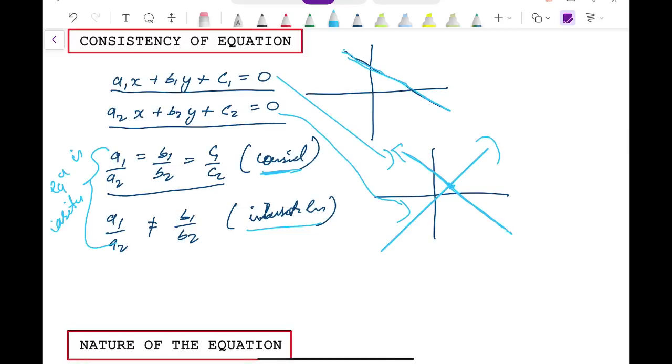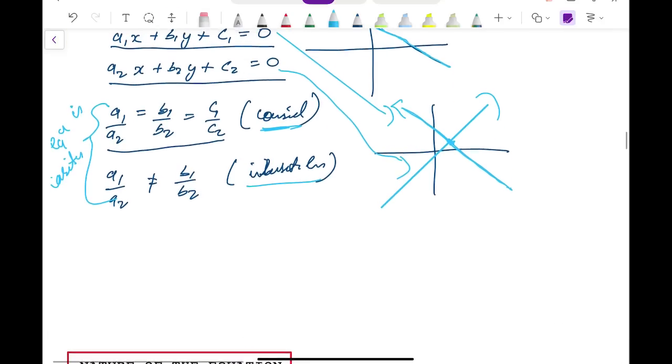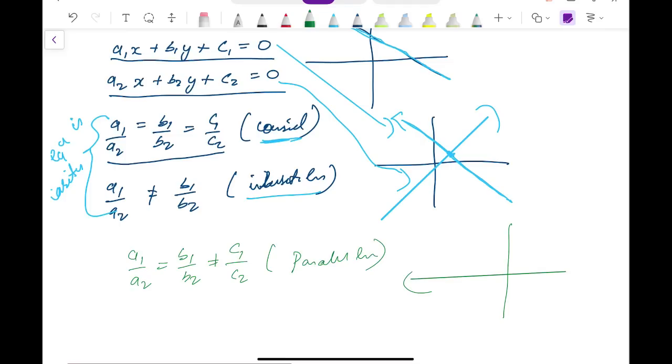There is one condition where the equation is not consistent. Okay, so what is the condition then? The condition here is this one: A1 divided by A2 is equal to B1 divided by B2, but not equal to C1 divided by C2. So in this case, we call it parallel lines. Parallel line simply means if you have a graph here, this is one line and this is another line. That means these two lines will never cut each other.